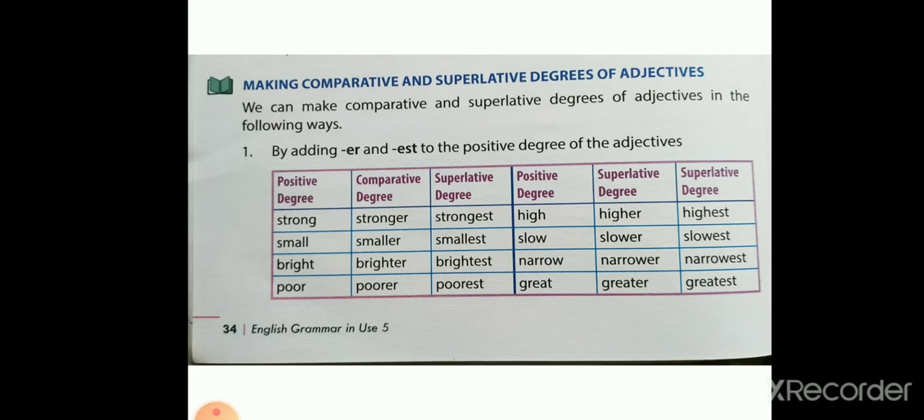So, here we are adding er and est. The positive word is bright. For that, we are adding er, which becomes the comparative, brighter. Then to make it superlative, we are adding est. Brightest. Poor, poorer, poorest. High, higher, highest. Slow, slower, slowest. Narrow, narrower, narrowest. Great, greater, greatest. Got it, children? We have some more of this to be understood. Let us see that also.